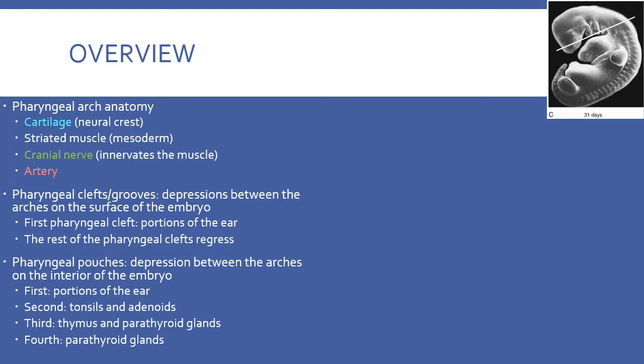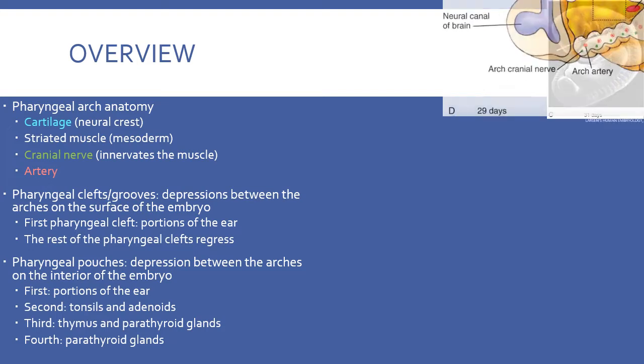Now, before we go into talking about the pharyngeal arches individually, I thought it was worth just sort of orienting you to the diagram you're about to see. So in the upper right-hand corner, you have a 31-day embryo with a white line sort of slicing through the back of the neck up through the front of the head. That is the cross-section that this next diagram is taken from. So keep that in mind as we go through it.